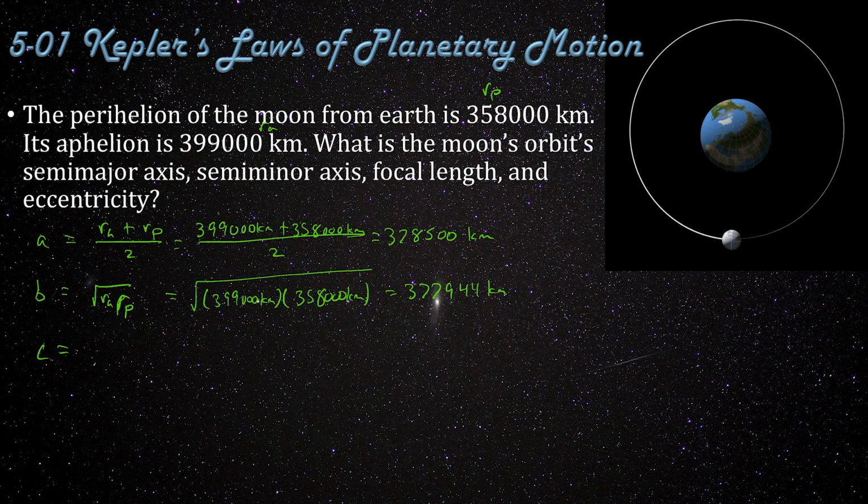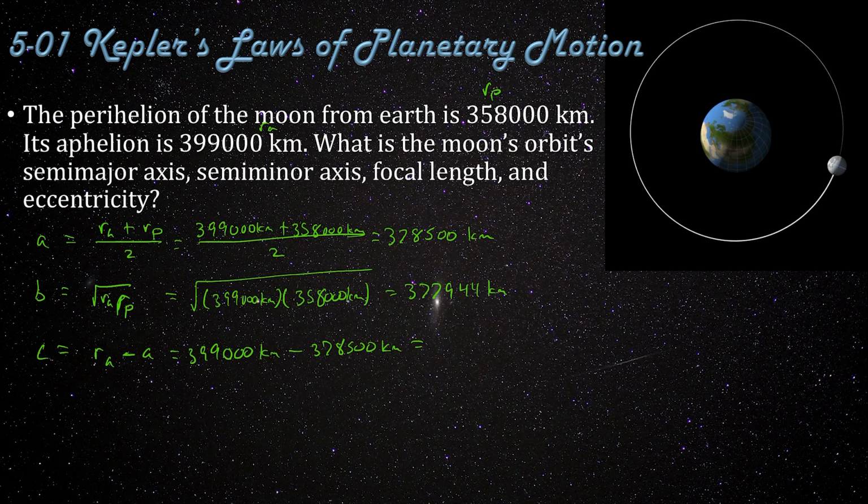The focal length, C, is RA minus A. So RA was 399,000 and A was 378,500, which would be 20,500 kilometers.